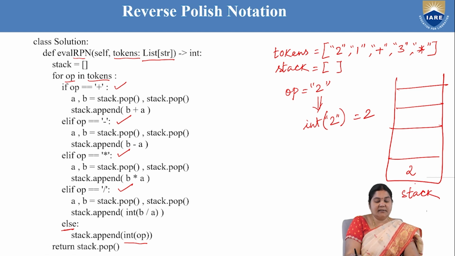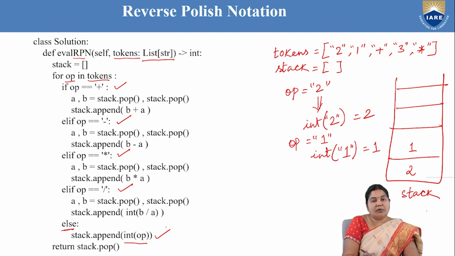So now the stack contains 2. Consider the second operand in the tokens. In the second one, we have 1, which is also an operand, none of these operators. So directly it will convert into an integer. Int of a string is converted into an integer. Now it gives you 1. That 1 you have to push onto the stack. So here again we are pushing onto the stack.